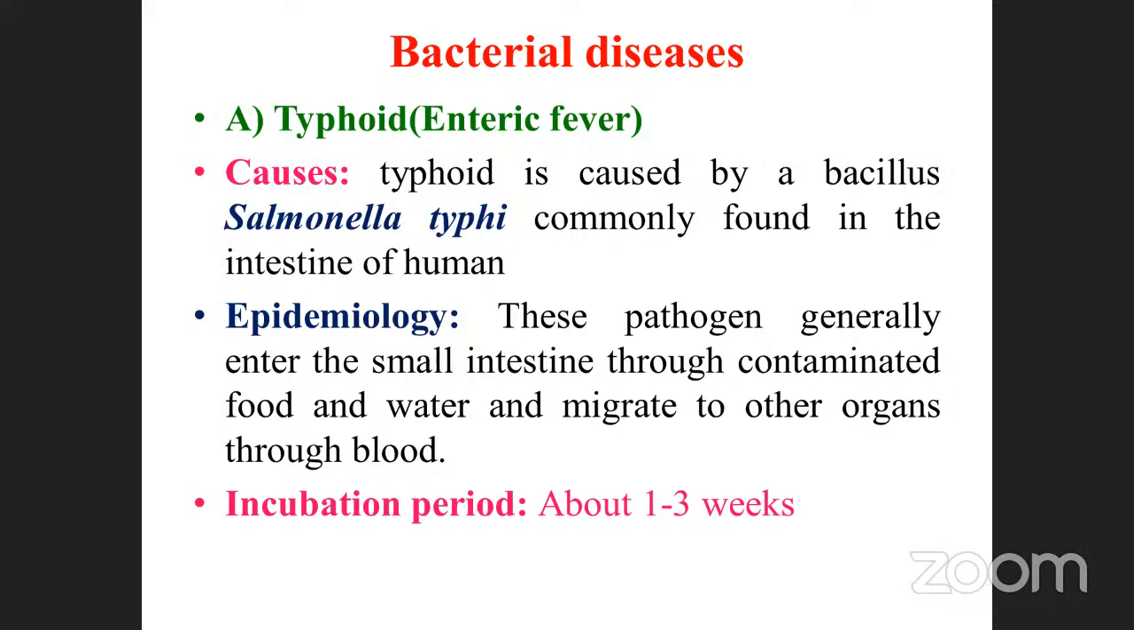Epidemiology: these pathogens generally enter the small intestine through contaminated food and water, and migrate to other organs through blood. So, epidemiology: how it enters and how it spreads. Through contaminated food and water, and it also spreads through the blood.